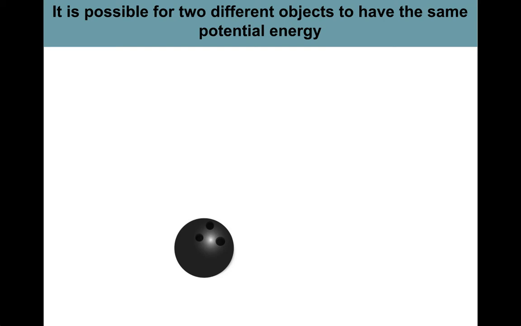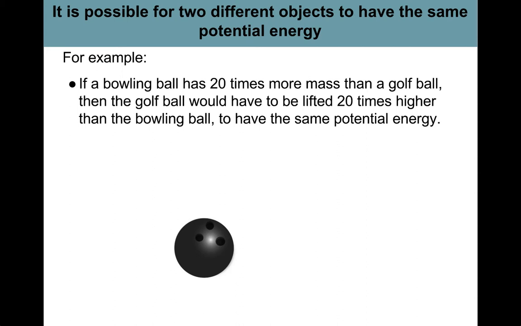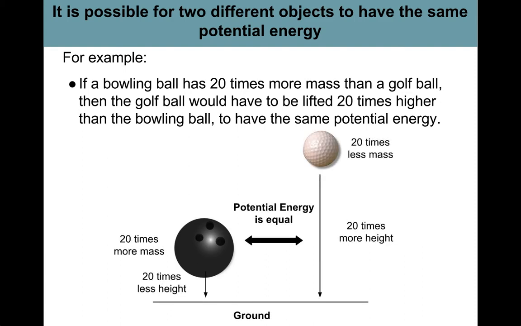So is it possible for 2 different objects to have the same potential energy? For example, we have a bowling ball. So if the bowling ball has 20 times more mass than a golf ball, then the golf ball will have to be lifted 20 times higher than the bowling ball to have the same amount of potential energy. So 20 times less mass, 20 times more height. This one has 20 times more mass, so it has 20 times less height. So here their potential energy is equal.